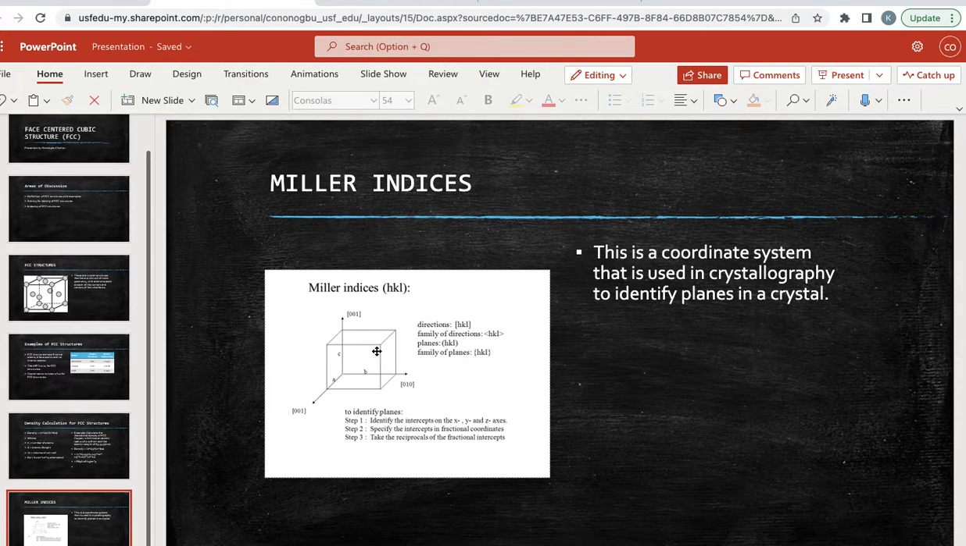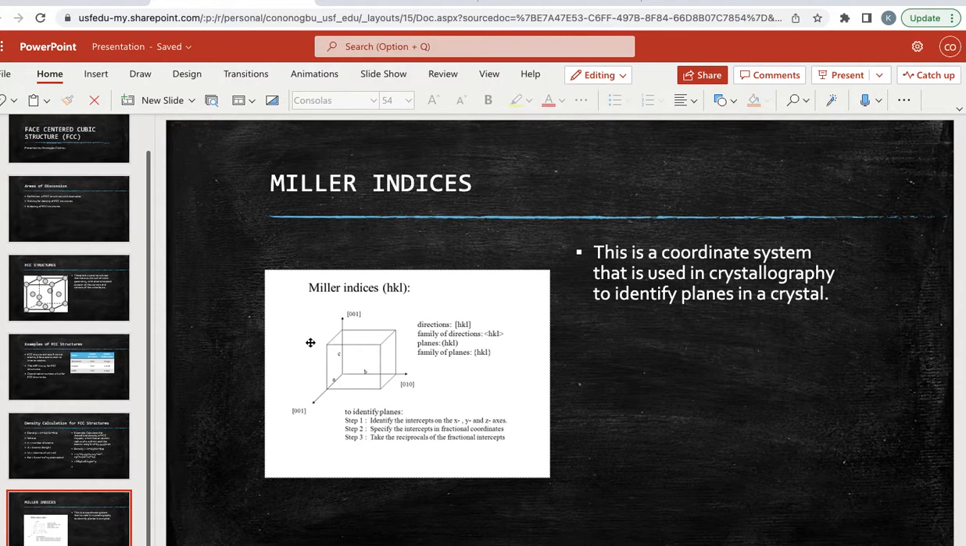If you look at this, you can see this is how you identify your directions. This is an example, your A, B, and C. Step one is to identify the intercepts on the X, Y, and Z axes. It's very similar to your X, Y, and Z coordinate system. You specify the intercepts in fractional coordinates, and then you take the reciprocal of the fractional intercepts.